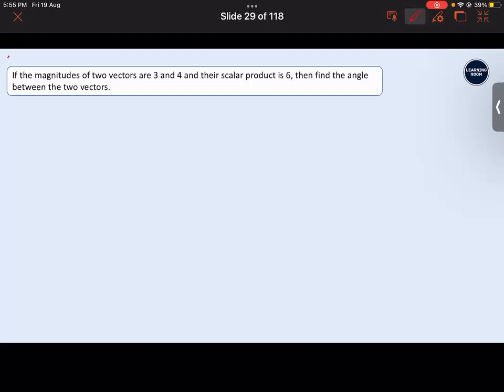Now see the fourth one. If the magnitudes of two vectors are 3 and 4 and their scalar product is 6, then find the angle between two vectors. So cos theta is equal to A vector dot B vector divided by magnitude of A vector into magnitude of B vector. So A dot B is how much? They have given it already. The dot product between them is 6, divided by magnitude of A is 3 into magnitude of B is 4.